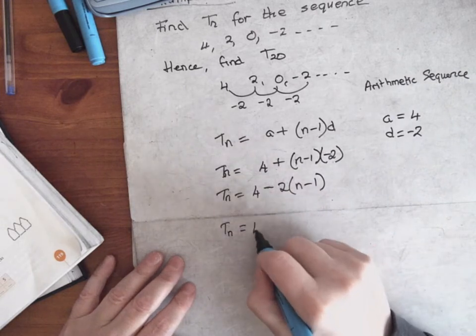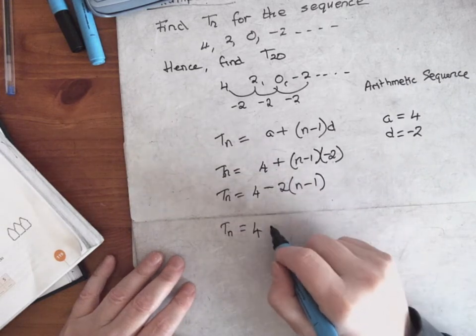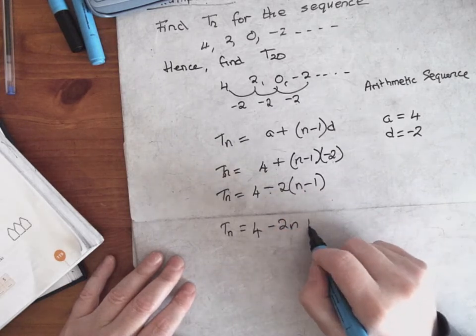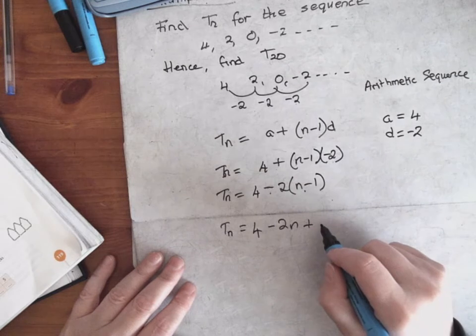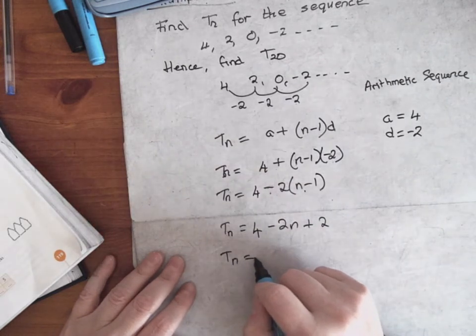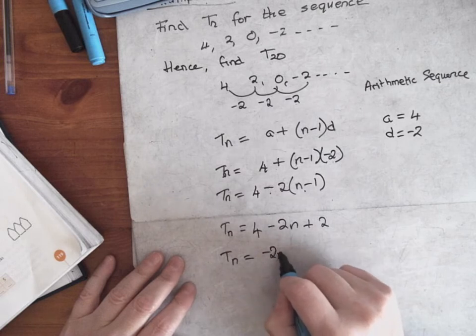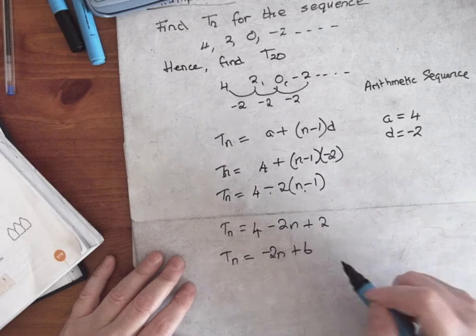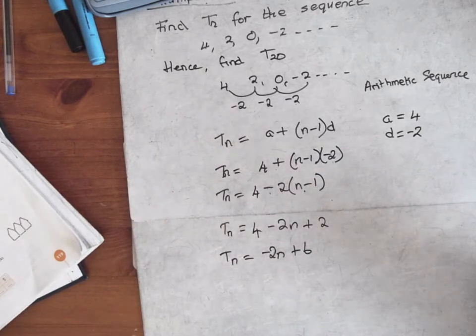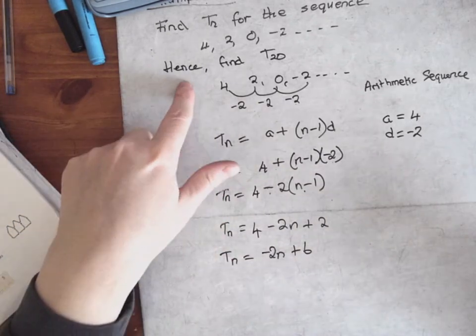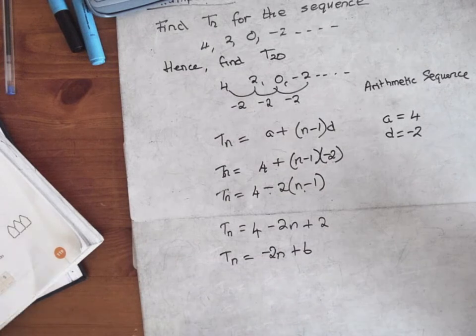So that's a 4. Minus 2 by n is minus 2n. And a minus by a minus is a plus. 2 by 1 is 2. So then Tn is equal to minus 2n. And then I have 4 plus 2, which is plus 6. That's the first part of the sum done. They said hence find T20. So hence means use this answer. That's what the word hence means. Use your first answer to do the second bit.